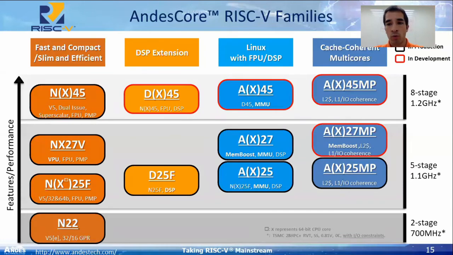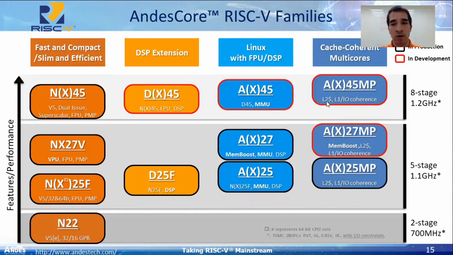Then last but not least, the roadmap from Andes. I will go very quickly over it, just so you know we have a roadmap and we have an impressive lineup. We are ranging from a 2-stage core, over 5-stage cores, up to 8 stages. And this then goes from the left side, from fast and compact cores, which you would use in a microcontroller unit, over adding the DSP extension for something like Bluetooth. And then when you want to run Linux, you will need a memory management unit, and it ranges up to cache coherence multi-cores. That would be, for example, the 45 multiprocessor where we're adding L1 and IO coherence as well as L2 cache.